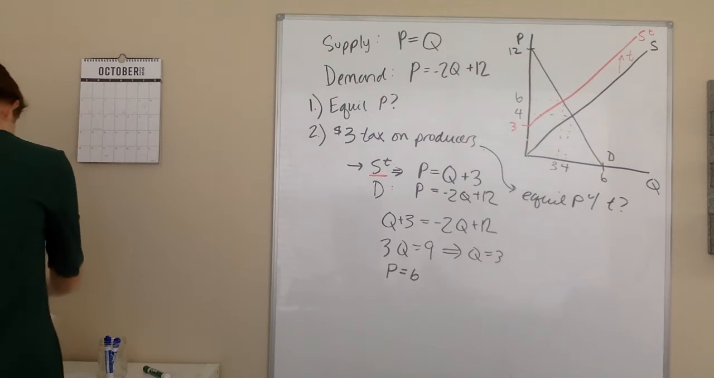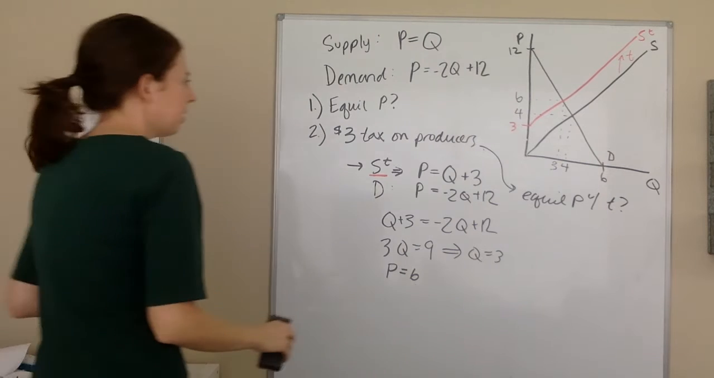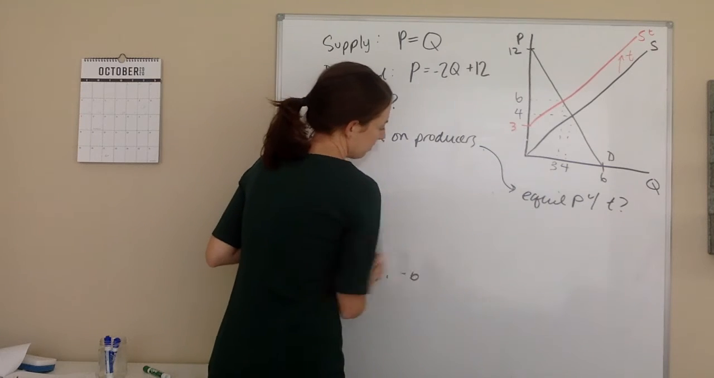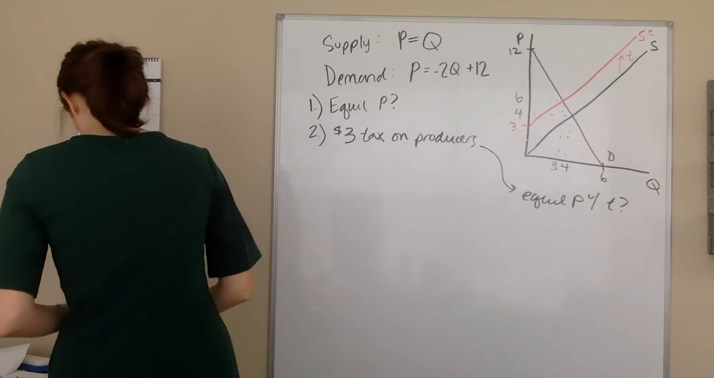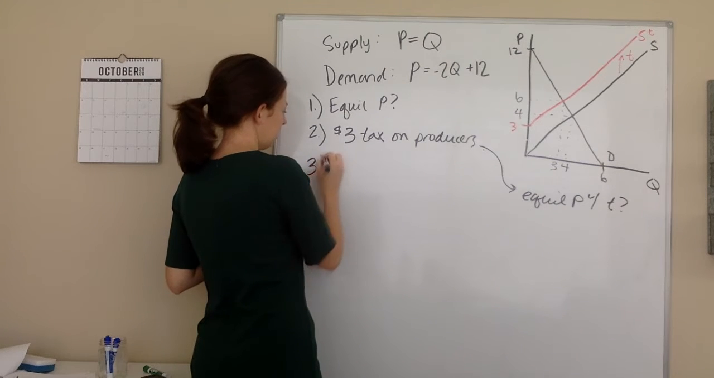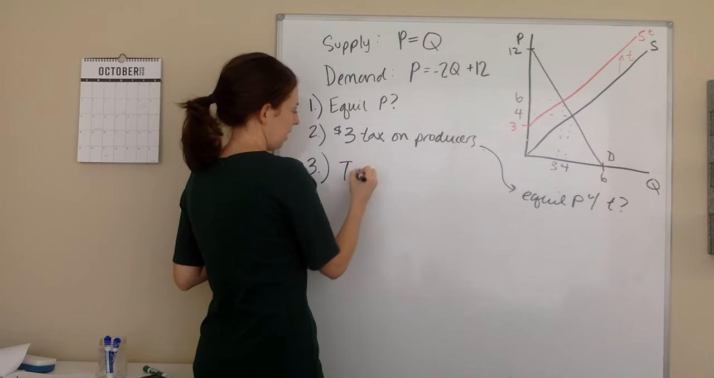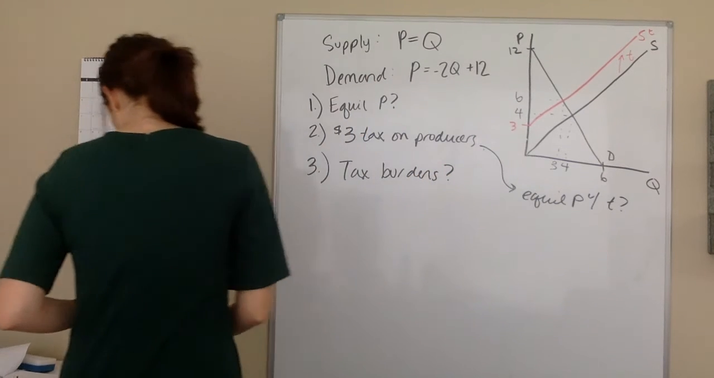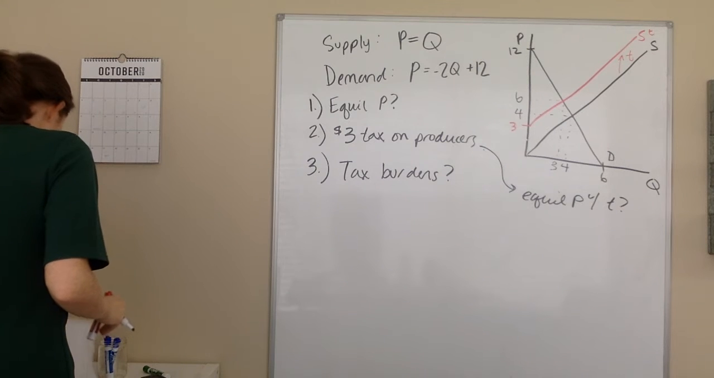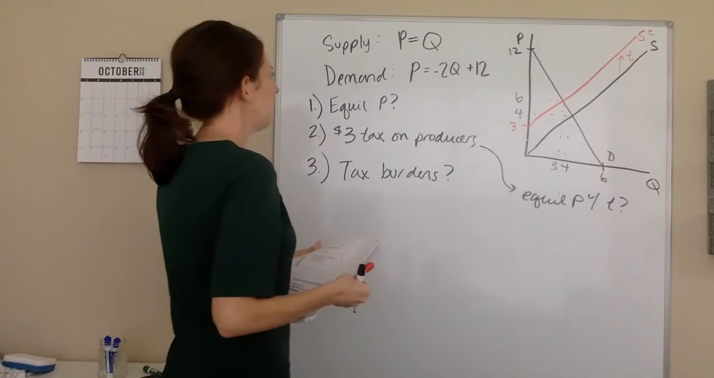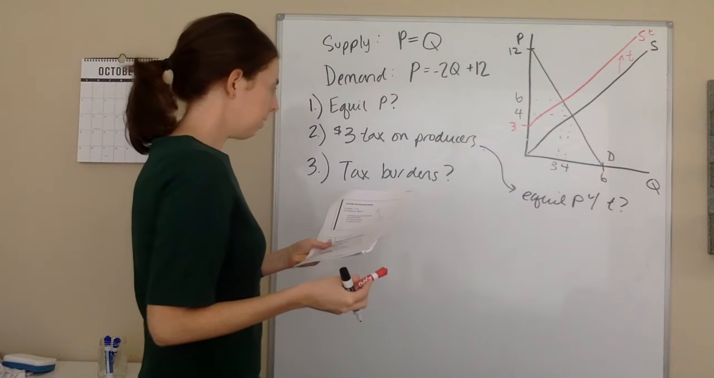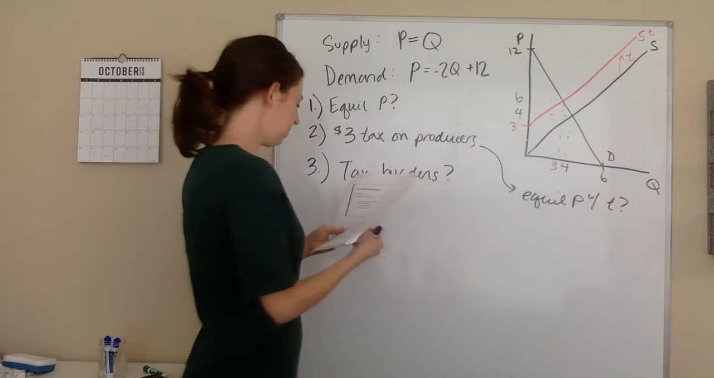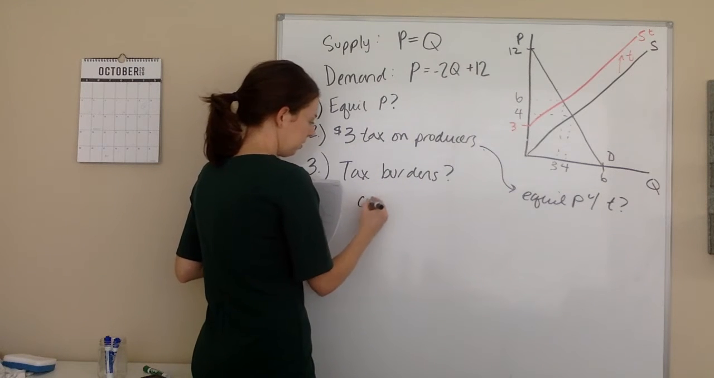Now let's think about the tax burdens. Question 3 is, what are the tax burdens? Let's start with the consumers. They're a little bit easier to think about. For the consumers, we'll put the consumer burden.